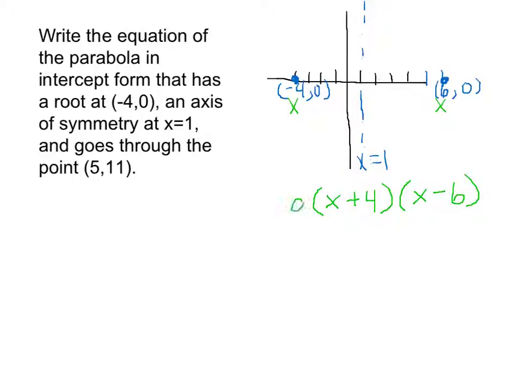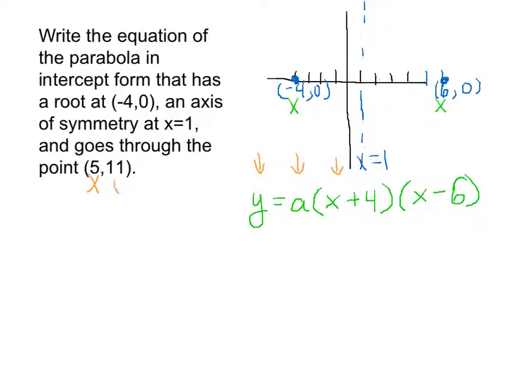And don't forget, right now we don't know what the stretch is. So our equation is y equals a, which is your stretch or compression, times the factor x plus 4 times the factor x minus 6. Notice right now there are 3 things we don't know. We don't know y, we don't know a, and we don't know the x value. If we can have an equation where there's only one unknown, it's very easy to solve.